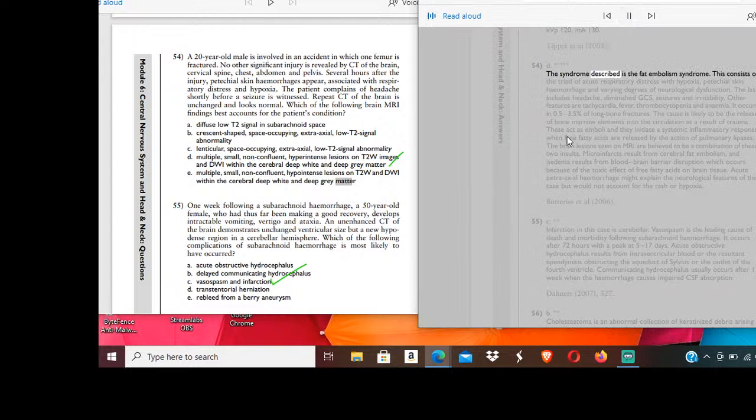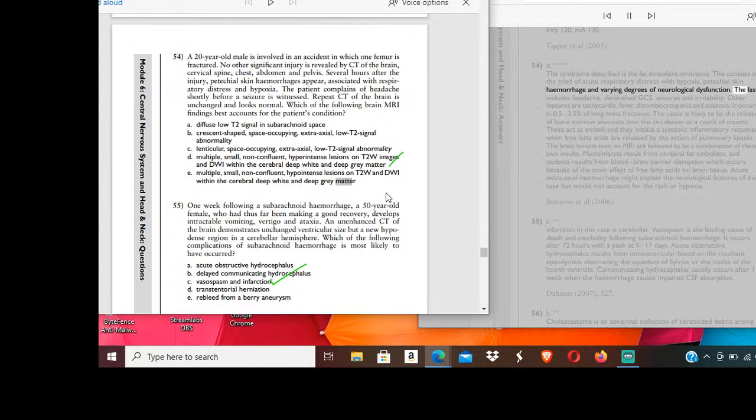54D. The syndrome described is the fat embolism syndrome. This consists of the triad of acute respiratory distress with hypoxia, petechial skin hemorrhage, and varying degrees of neurological dysfunction. The last includes headache, diminished GCS, seizures, and irritability. Other features are tachycardia, fever, thrombocytopenia, and anemia.